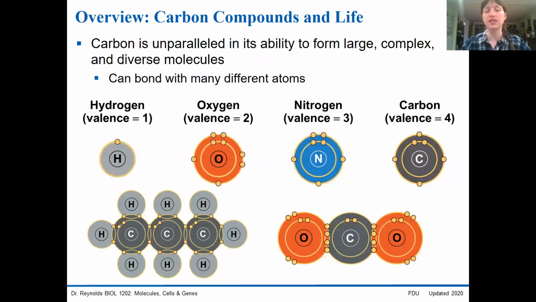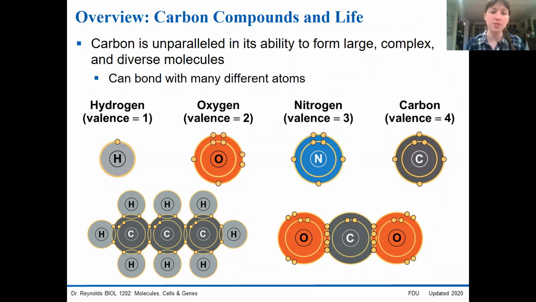Now, carbon is unparalleled in its ability to form these diverse compounds. That's why all living things are carbon-based. Carbon is going to have 4 valence electrons, meaning the number of electrons in its outer orbital. And the fact that it wants to have 8 means that it can form 4 different bonds. But those 4 bonds can be with many different atoms.